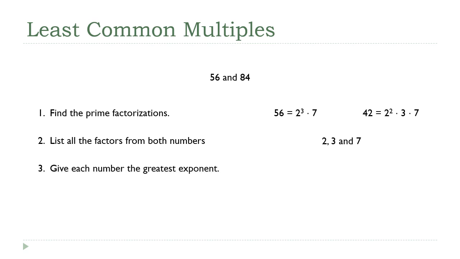Step 3, I'm going to find the greatest exponents. For 3 and 7, that's going to be 3 and 7. With the 2, now instead of the 2 squared, I'm going to go with 2 to the third. And it ends the same way. Multiply these numbers together. 2 cubed times 3 times 7 is 168. And that's it. That's the least common multiple of 56 and 84.